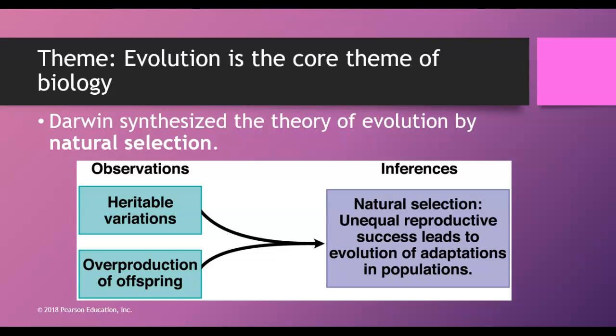As a result, you can infer that if there are some members of the species whose variations make them more likely to be successful in their environment, those ones are more likely to survive and have more reproductive success. Over time, they're going to pass those traits to their offspring, and that will lead to change in the species over a period of time.